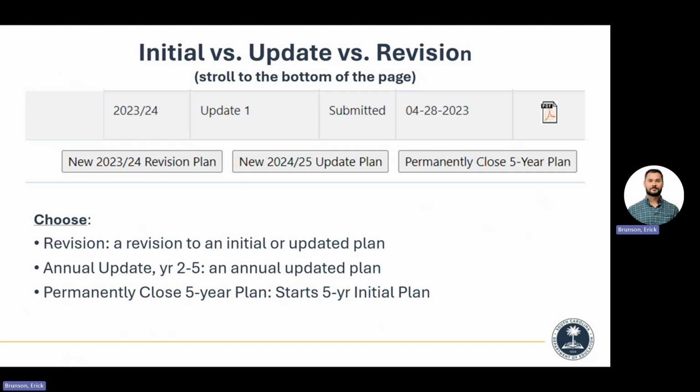After you do that update plan, if you have to make any corrections or any edits, then what you're gonna do is choose the revision plan. So the revision comes in the middle of an update. You will keep doing revisions for that particular year. And then once that year ends, we'll go back to the update plan for the next year. Now, if you're at the end of your cycle and it's time for you to do your initial plan, then you have to permanently close the old plan out before you can start a new plan.